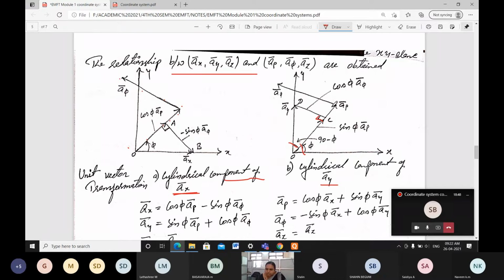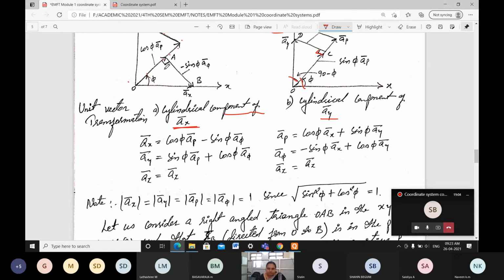This is in terms of rho is moving. Then for C to D it is of cos phi a rho, sin phi a phi. This is our unit vector a phi direction. This is for our ay direction. Then, based on the graph, we can write for a unit vector ax is going to be cos phi into unit vector a rho minus sin phi unit vector a phi. Then for ay is going to be sin phi a rho plus cos phi a phi. Then for az is going to be az only.